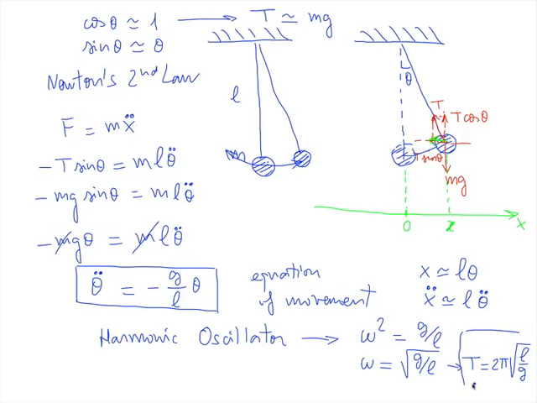This is then the expression that we were looking for, and this expression gives us the dependence of the oscillation period of the simple pendulum with the length of the pendulum. We see that it only depends on the length of the pendulum. It does not depend on the mass of the pendulum.